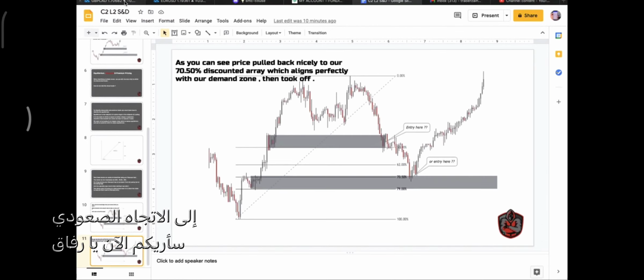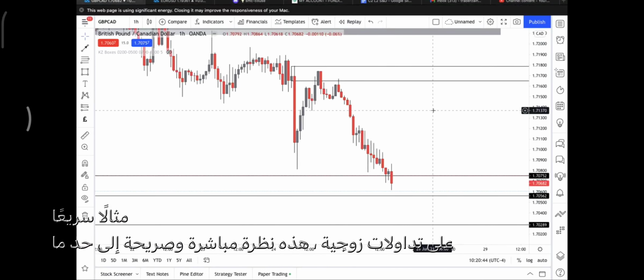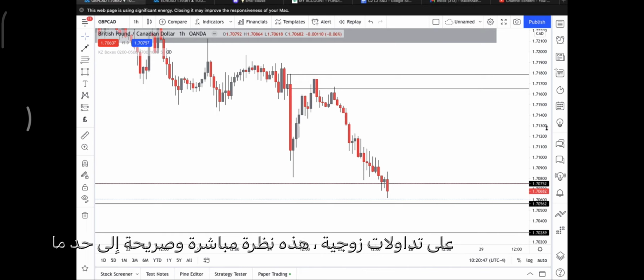Now I'm going to show you guys a quick example on a couple of trades. This one, fairly straightforward, right?